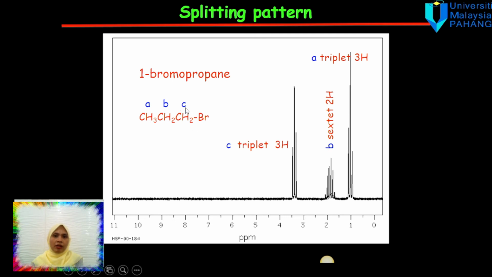In this case, if you want to consider the splitting pattern, you must refer to the right and left side only. On the right side there's no proton, on the left side there are only 2. This one is not considered because it's more than 1 carbon away. Only 1 carbon on the left and right side can be considered for contribution to the splitting pattern. In this case, 2 plus 1 becomes a triplet.